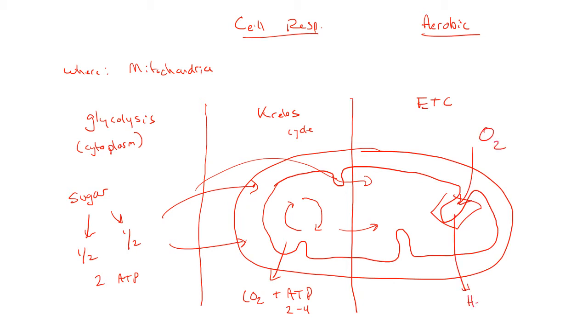We make some water, and we also make ATP. Now, this ATP is a lot. It's like 34 ATP. It's a big ramp up in terms of production. Now, the reason for this is actually the same reason why photosynthesis makes a little bit of ATP.